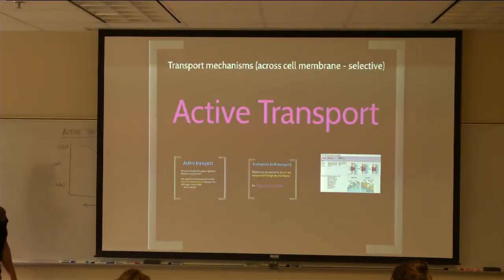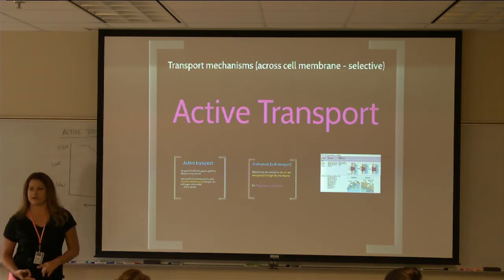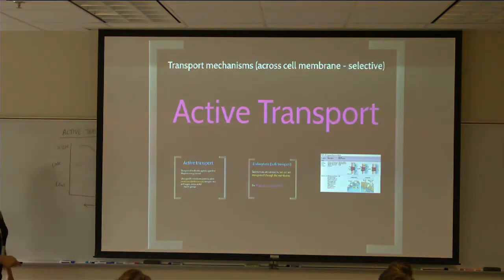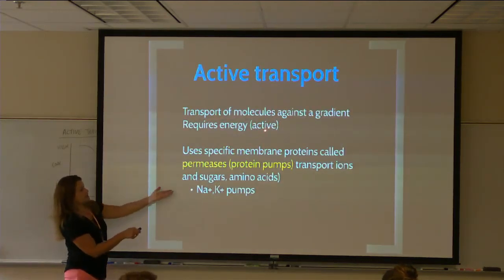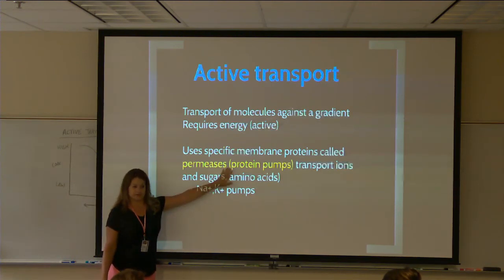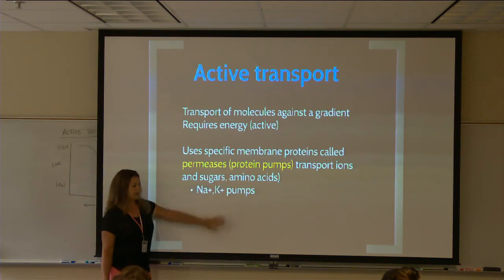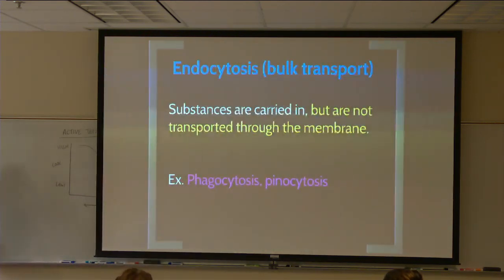Active transport is where we require an input of ATP and we go against the gradient, up the gradient. Which is why it's called active transport, because it requires that input of energy. Permeases, those protein pumps. One example of active transport is the sodium-potassium pump, a good example.